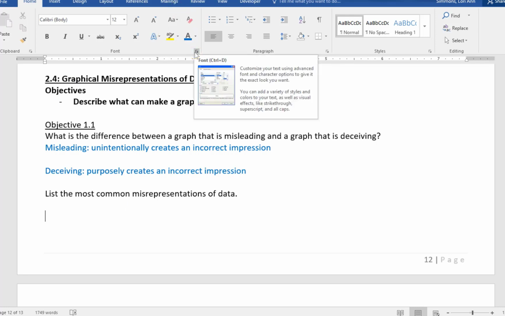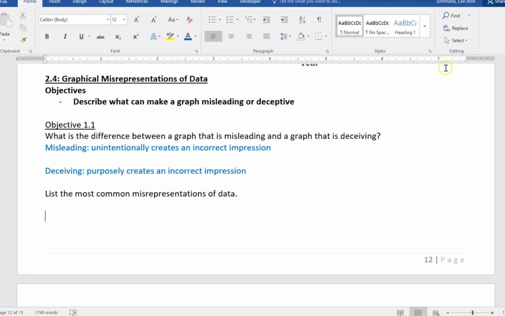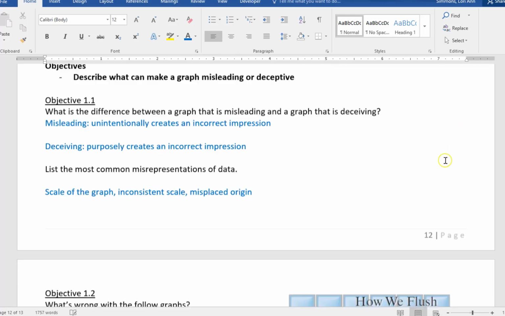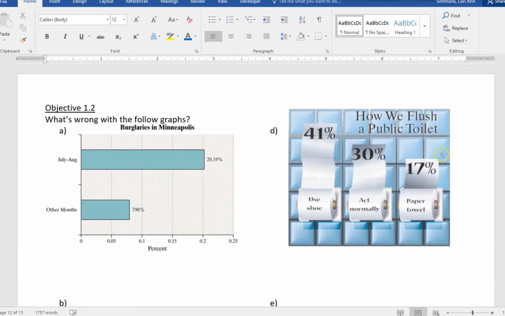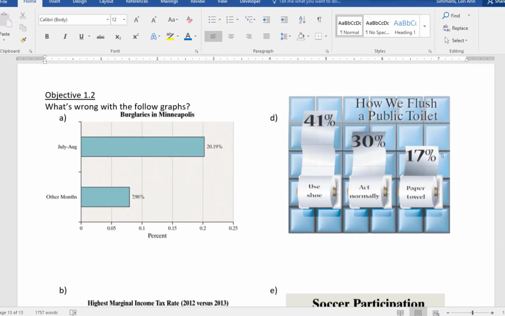List the most common misrepresentations of data. That could be the scale of the graph, an inconsistent scale, or a misplaced origin. So what's wrong with these graphs?